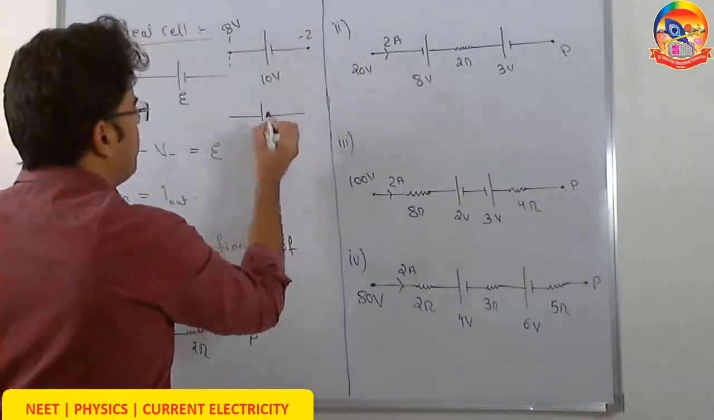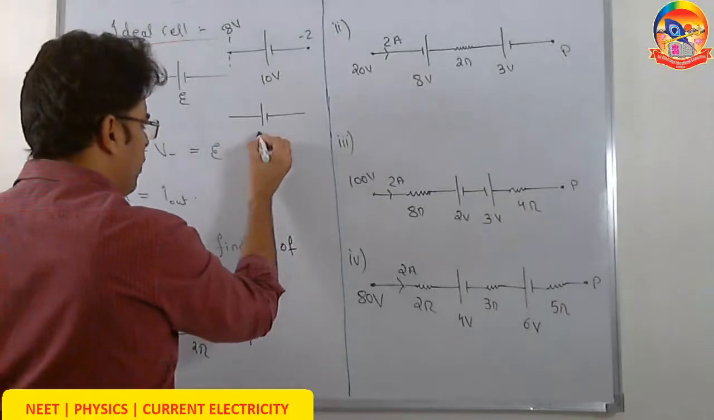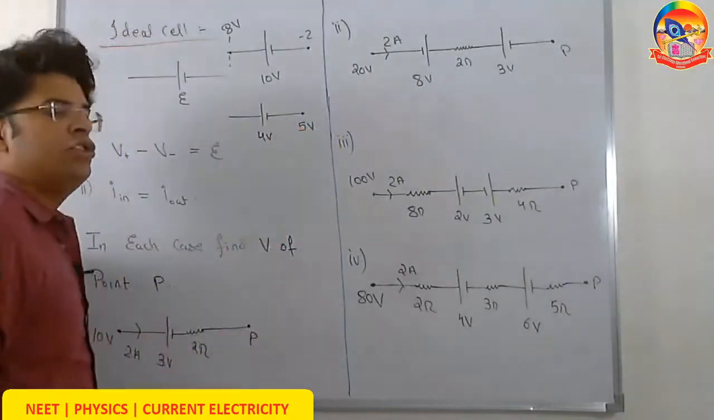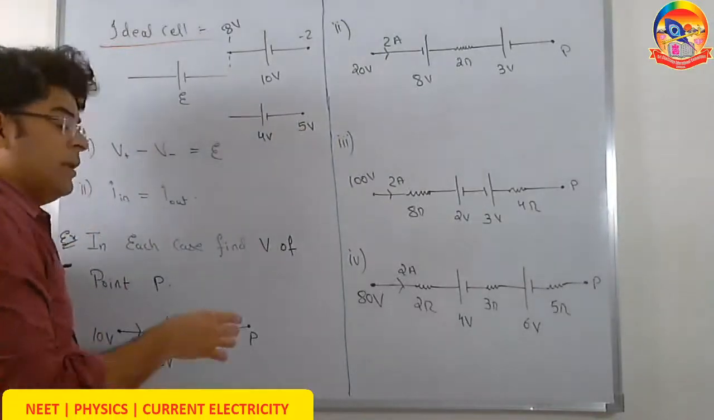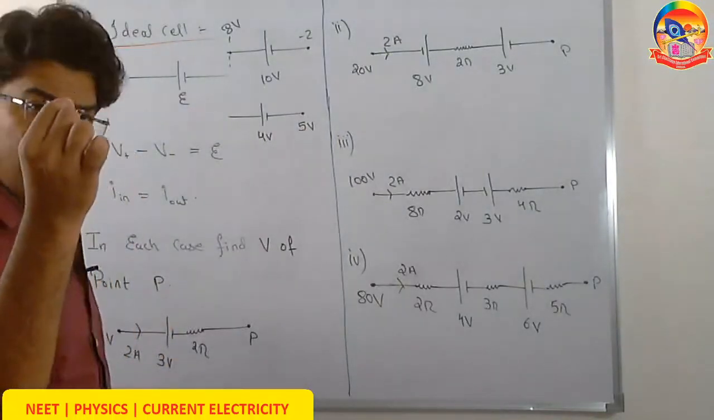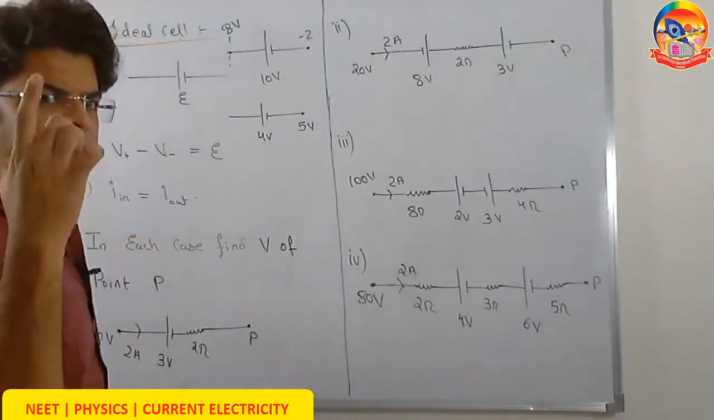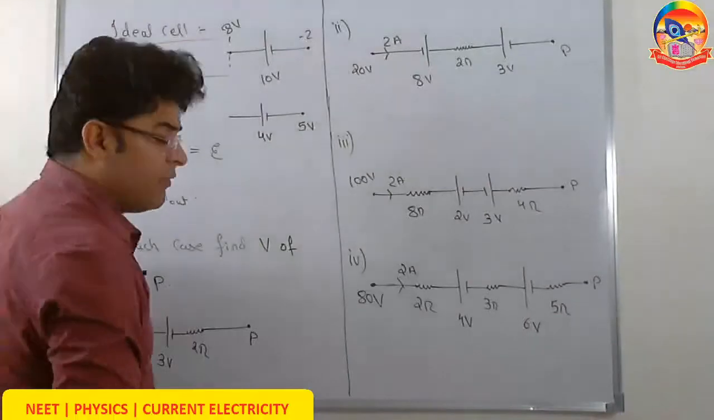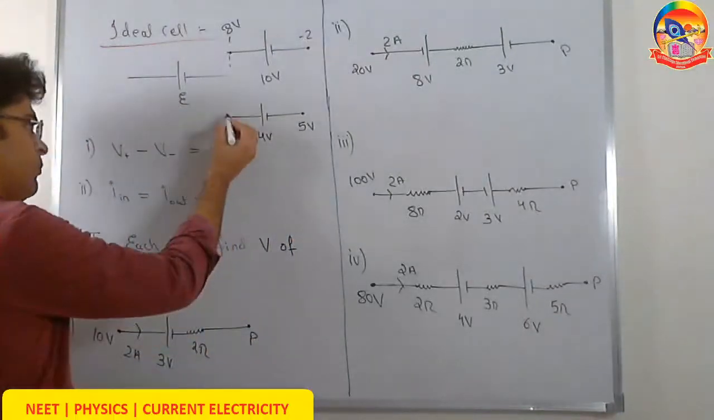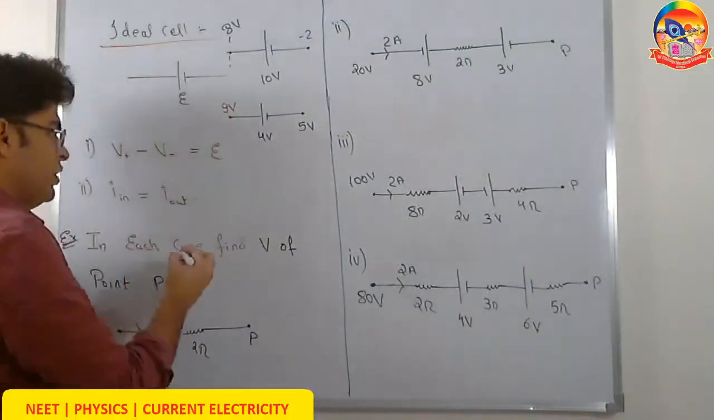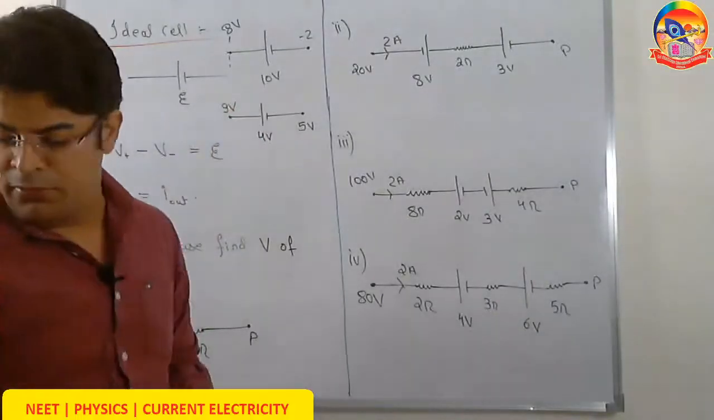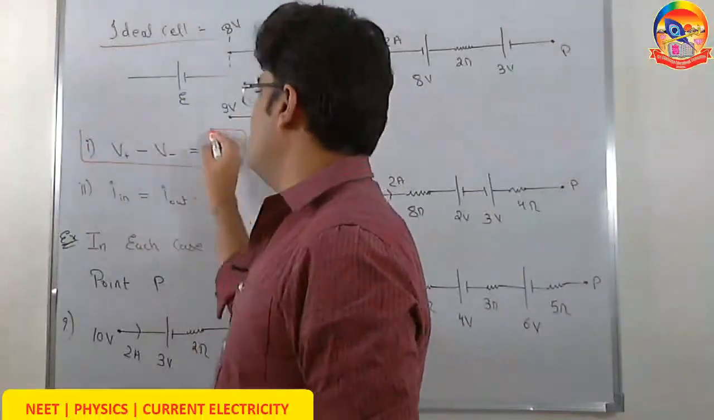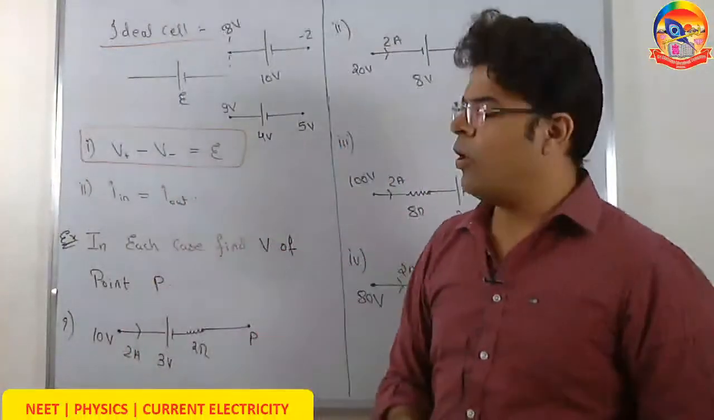Let's take one more example. Let's say you have a battery of 4 volt and the potential of the negative terminal is 5 volt. Tell me what has to be the potential of the positive terminal. The potential of the positive terminal will be higher than the potential of the negative terminal by an amount equal to EMF. So here the potential of the positive terminal has to be 4 higher than the negative. The potential of the negative terminal is 5 volt. So the potential of the positive terminal has to be 9 volt. This is the first dharma of the ideal cell, that the potential of the positive terminal is greater than the potential of the negative terminal by an amount equal to EMF.